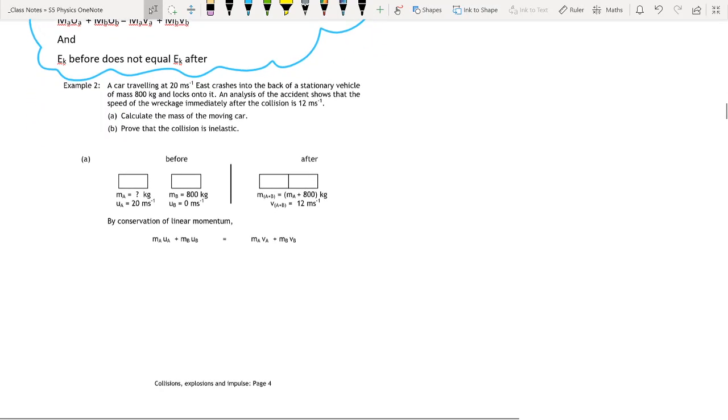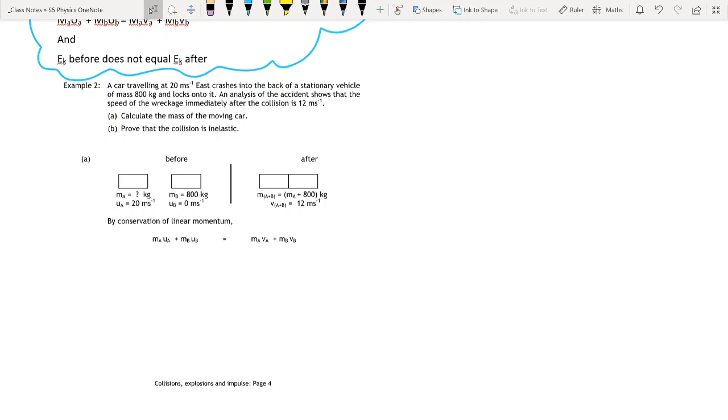A car travelling at 20 metres per second east crashes into the back of a stationary vehicle of mass 800 kilograms and locks onto it. An analysis of the accident shows that the speed of the wreckage immediately after the collision is 12 metres per second. So what's happening there is we've got one car stationary, one car moving at 20 metres per second. The 20 metres per second one crashes into the back of the one that's stationary, and then they both move off together. They're sort of like tied together. They both move off together at 12 metres per second.